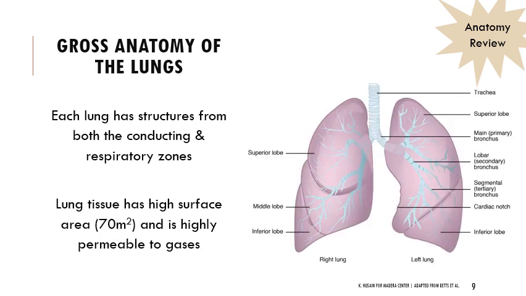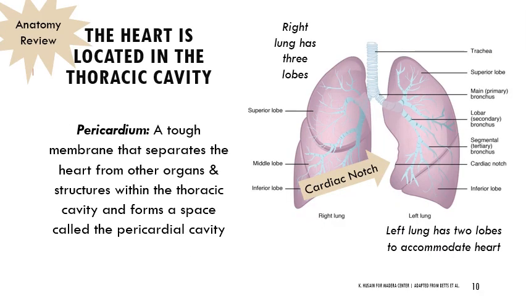In terms of the gross anatomy of the lungs, the right lung has 3 lobes, the left lung has 2 lobes, and they have very high surface area. Remember, this is an important site for gas exchange. This lung tissue has a surface area of around 70 meters squared, in those alveolar sacs. The reason that the left lung has only 2 lobes instead of 3 is because the heart fits into that spot. It's on the left side of your body, and that little gap in the lung where the heart sits is called the cardiac notch.